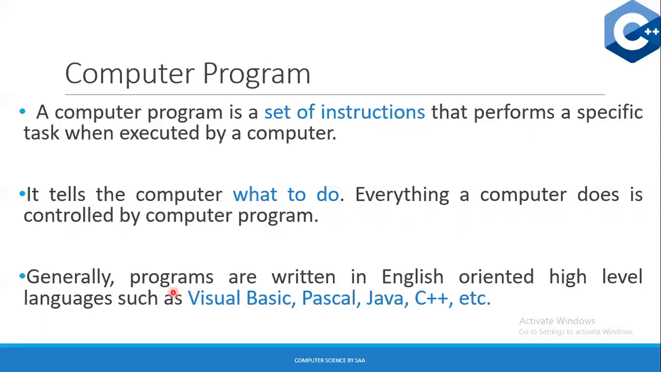Generally, programs are written in English-oriented high-level languages such as Visual Basic, Pascal, Java, C++, and so on. There are so many other computer languages available. By learning those languages, we will be able to write a program and we will be able to create some type of software.